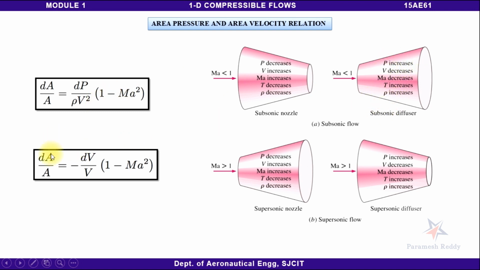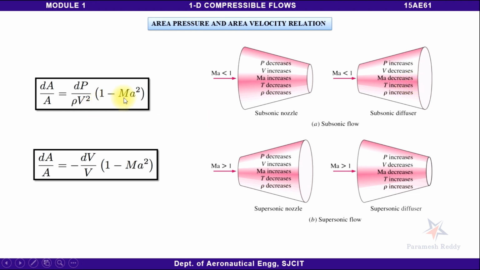Next, we have the area and velocity relationship. Since the flow is subsonic, Mach is less than 1, so this component will be a positive quantity, and dA by A is the negative of dV by V. That means when the flow is subsonic, as the area decreases, velocity increases, and the reverse, when the area is increasing, velocity decreases. Fine. So we will discuss the supersonic flow.